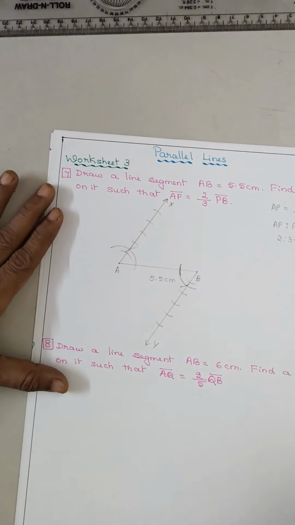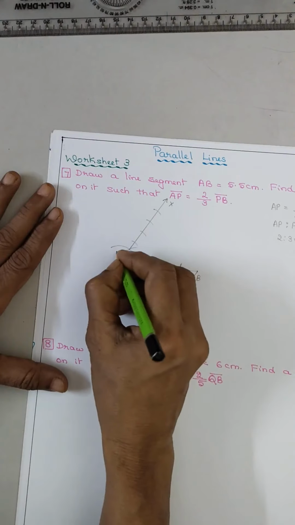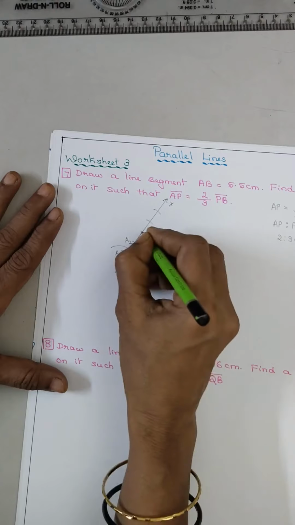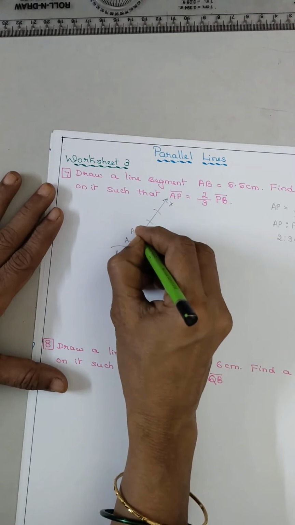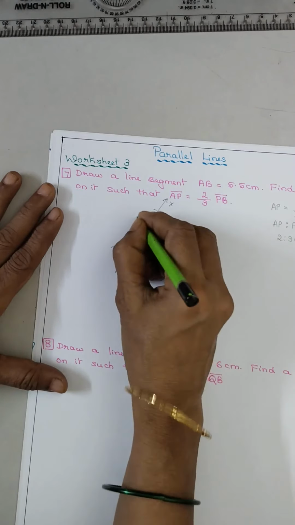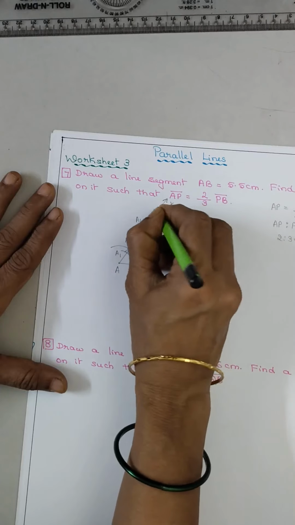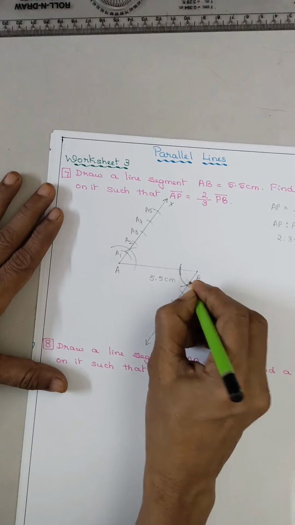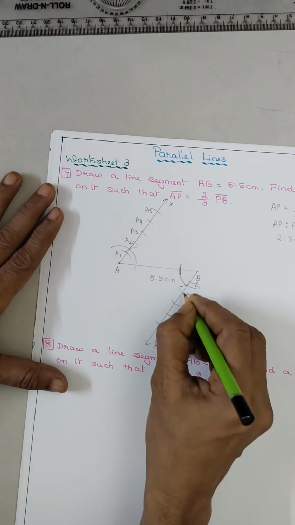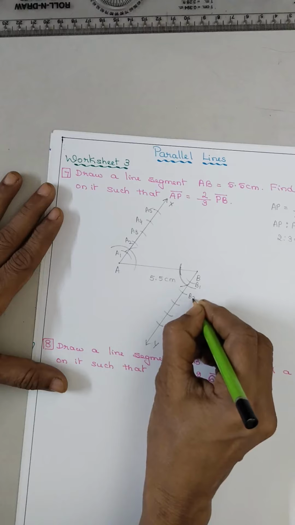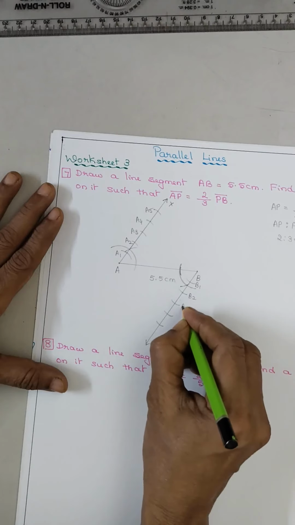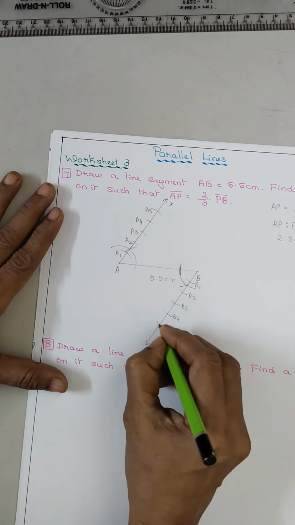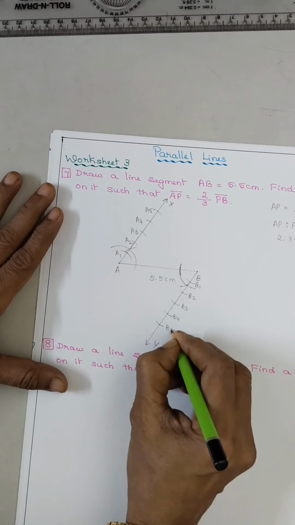Okay, give the names. This is A1, A2, A3, A4 and A5. Now this is B1, B2, B3, B4 and B5.